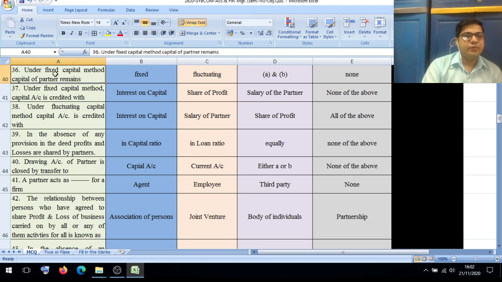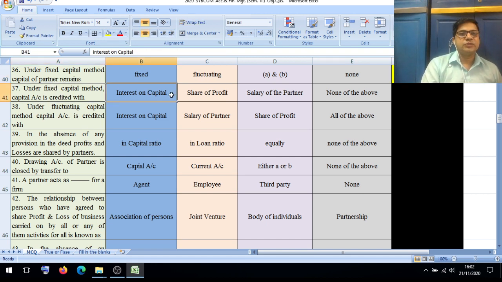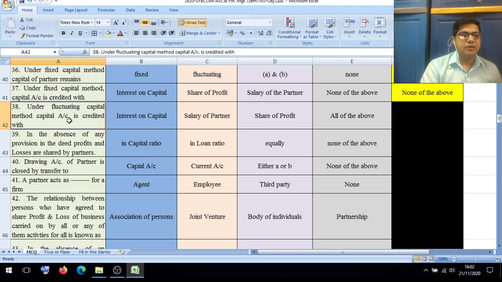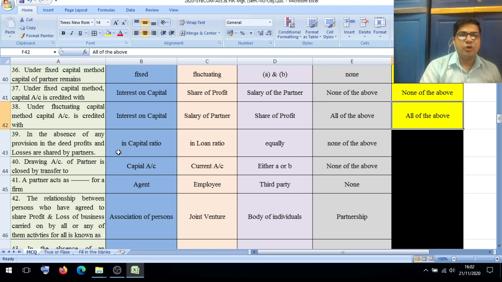Under fixed capital method, capital of a partner remains fixed, fluctuating, both fixed and fluctuating, or none? The answer is fixed. Under fixed capital method, capital account is credited to interest on capital account, share of profit, salary of a partner, none of the above. Answer is none of the above. Under fluctuating capital method, capital is credited with interest on capital, salary of the partner, share of profit, all of the above. The answer is all of the above.